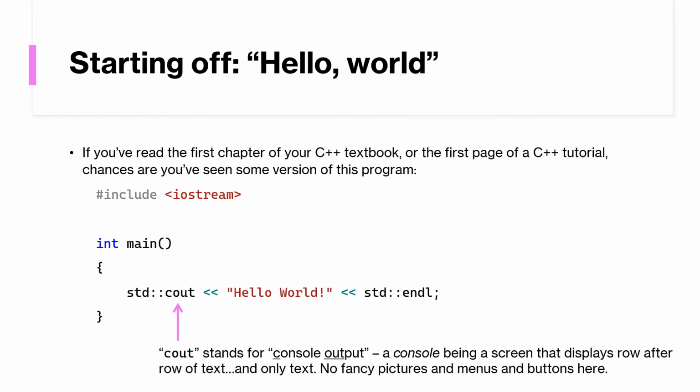So standard got abbreviated STD, and console output got abbreviated Cout, and endline turned into ENDL.